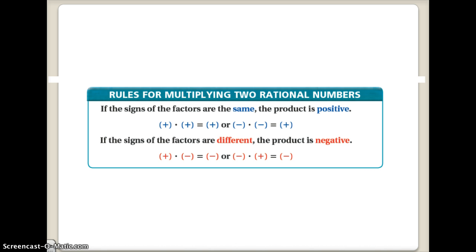Just a quick refresher, rules for multiplying two rational numbers are the same as they were for integers. Two positives or two negatives make a positive. If the signs are different, one of each, a positive and a negative, the product is negative.